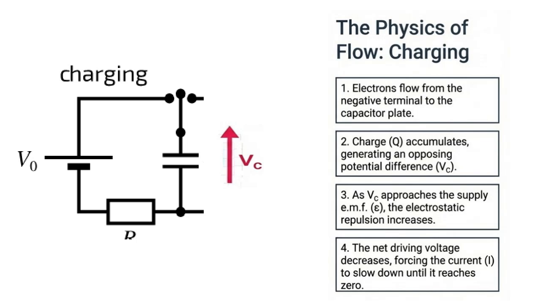When a capacitor is connected to a voltage source, electrons begin to flow from the negative terminal to one of the capacitor plates. As these electrons accumulate, they create a charge that generates a voltage across the capacitor, which opposes the supply voltage. As this voltage approaches the supply's electromotive force, the current reduces gradually until it stops completely.